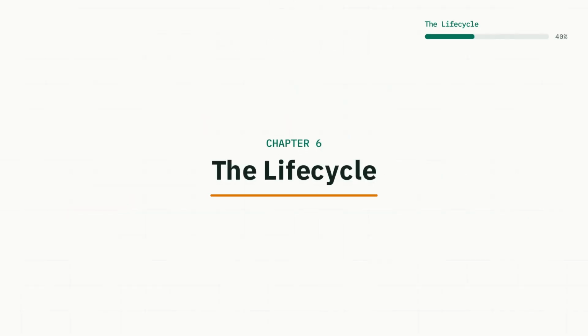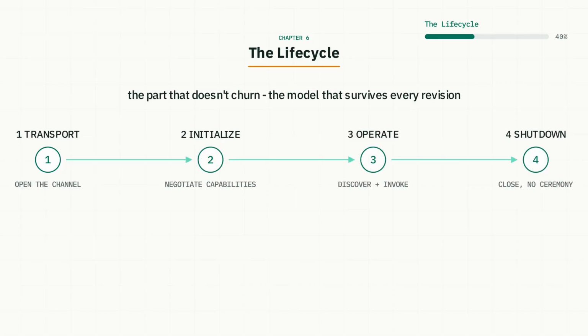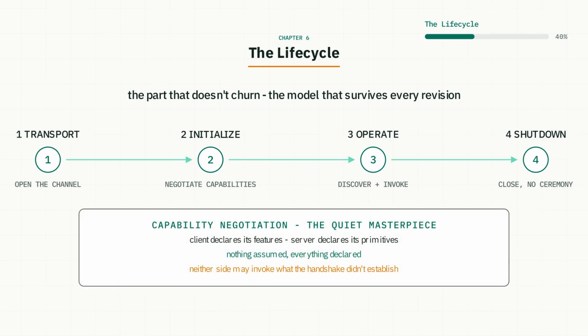Chapter 6, the lifecycle, the part that doesn't churn, and the mental model that survives every spec revision. A session has 4 phases. Phase 1, transport establishment. The client opens a channel to the server. Phase 2, initialization. The client sends an initialize request carrying its protocol version and a capabilities object declaring what client features it supports. The server replies with its own version and capabilities, which primitives it offers, whether its lists can change dynamically, what it can do. This is capability negotiation, and it's the protocol's quiet masterpiece. Nothing is assumed, everything is declared, and neither side may invoke a feature the handshake didn't establish.